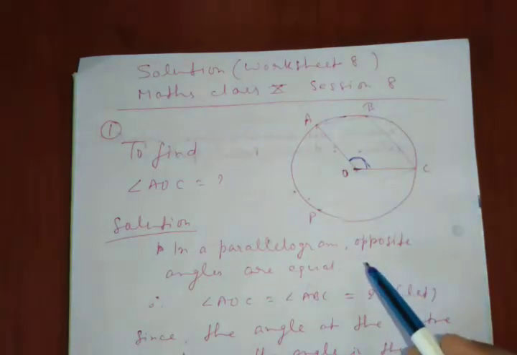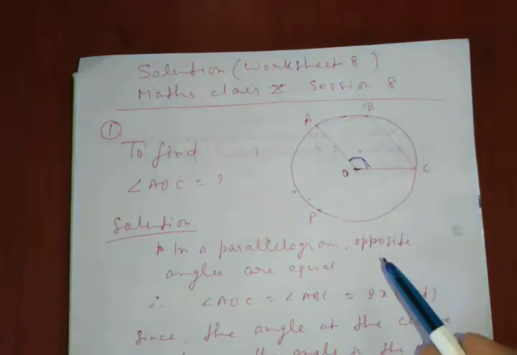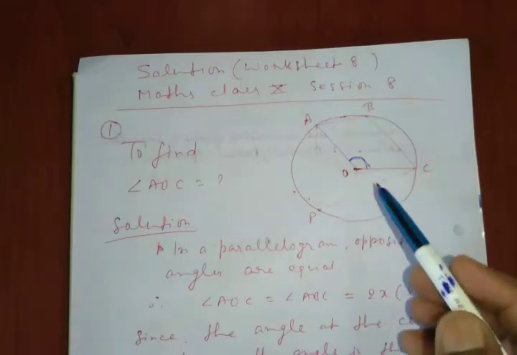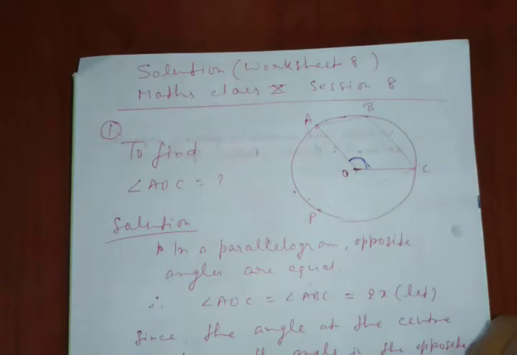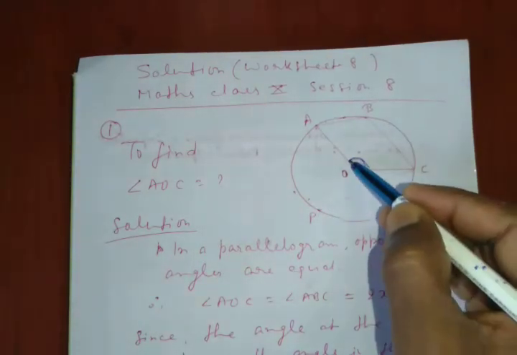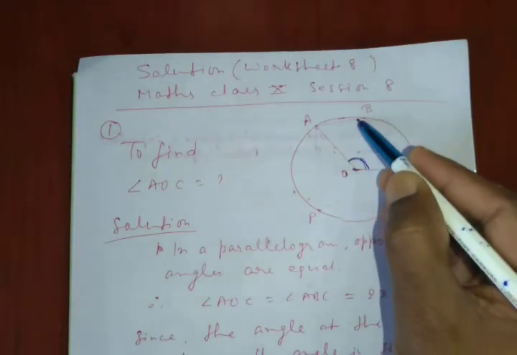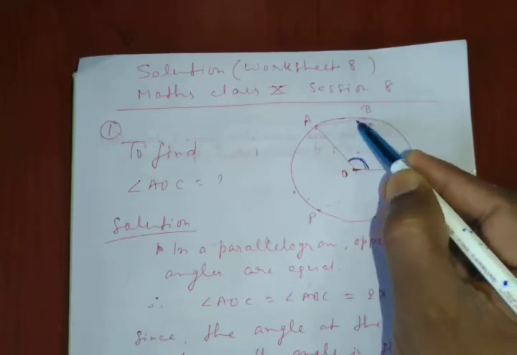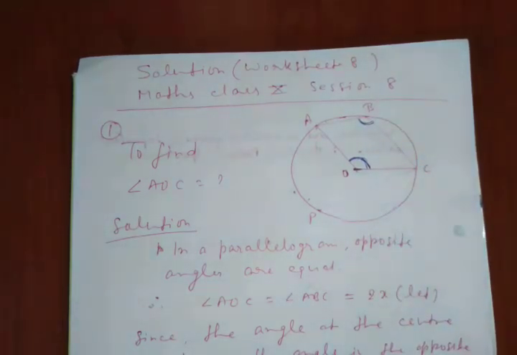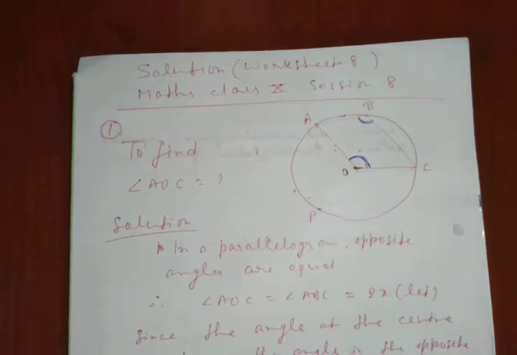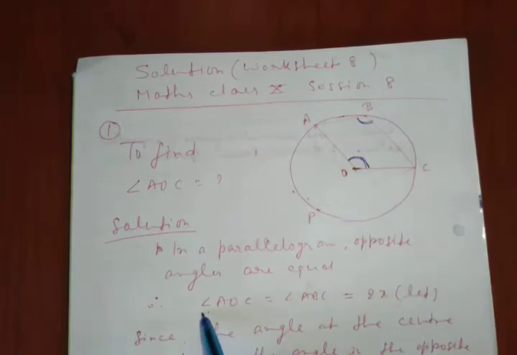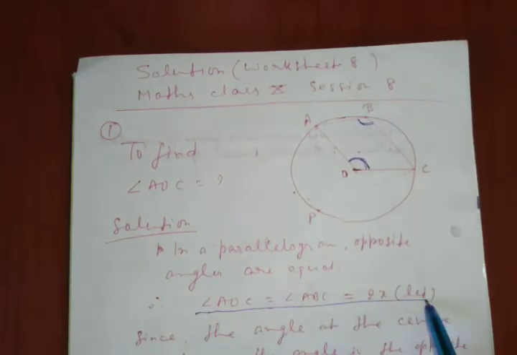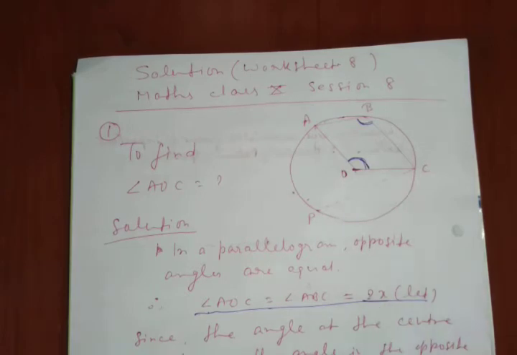Next, suppose that angle AOC and angle ABC will be equal here. Why are they equal? This angle and this angle will be equal because these two angles are the opposite angles of a parallelogram, and you know that in a parallelogram opposite angles are equal. So that is why here you will suppose that angle AOC equals angle ABC equals 2x. Suppose it is 2x here.